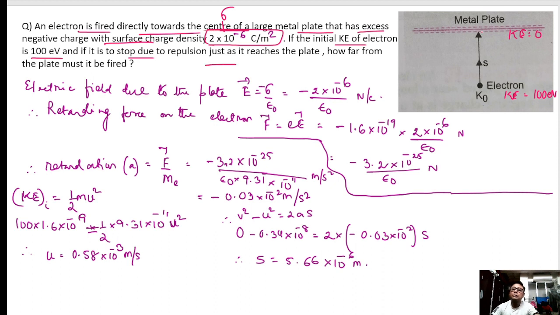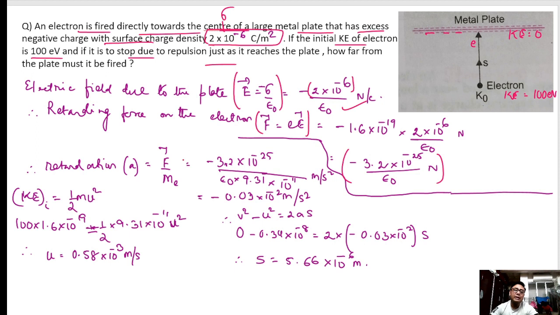It will stop due to repulsion, because this is negative charge and this is also an electron. It will stop due to repulsion, so it will lose all its energy. So see here, the electric field due to the plate is given as minus sigma by epsilon O, because it is negative charge. This is the surface charge density. Electric field I know. So what is the retarding force acting on the electron? eE, which is this retarding force.